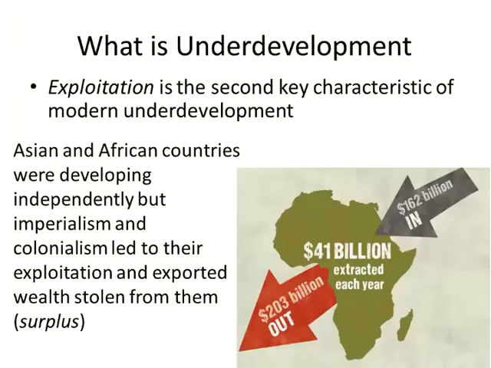So the first characteristic of underdevelopment is uneven development. Exploitation is the second key characteristic of modern underdevelopment. We're looking at modern development and underdevelopment right now in the capitalist stage. And in this stage, it is a very connected world. So it is a world in which there's a lot of interactions and some countries are able to subjugate other countries. So it's an imperialistic world we're looking at.